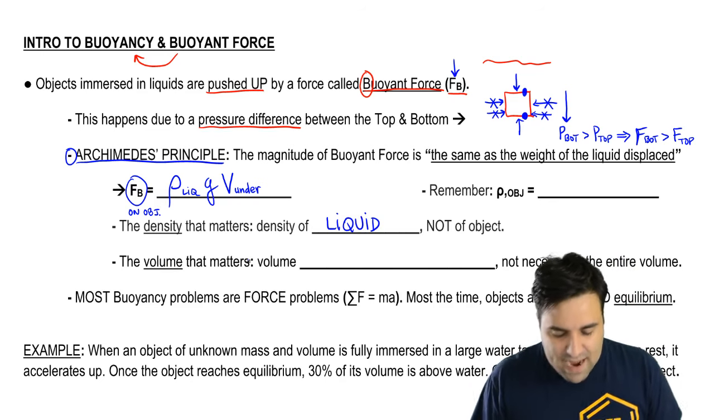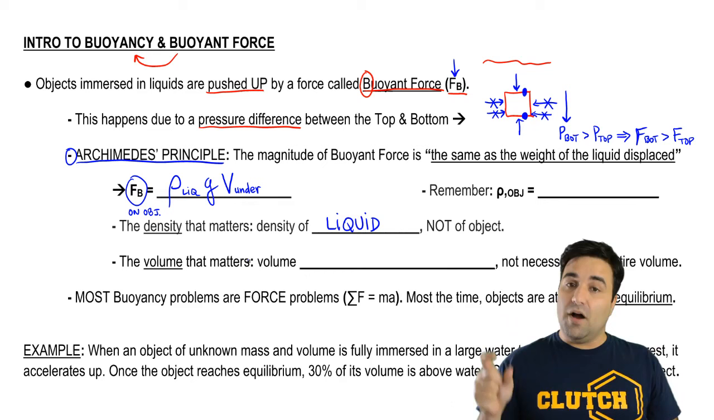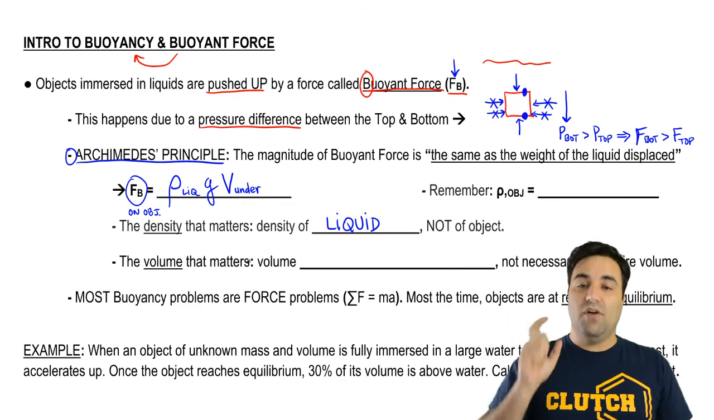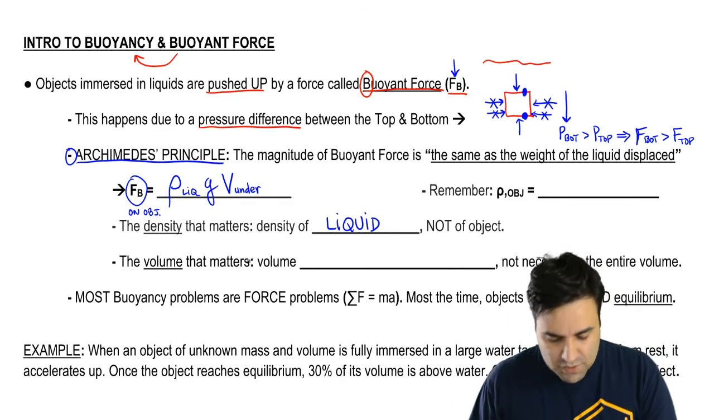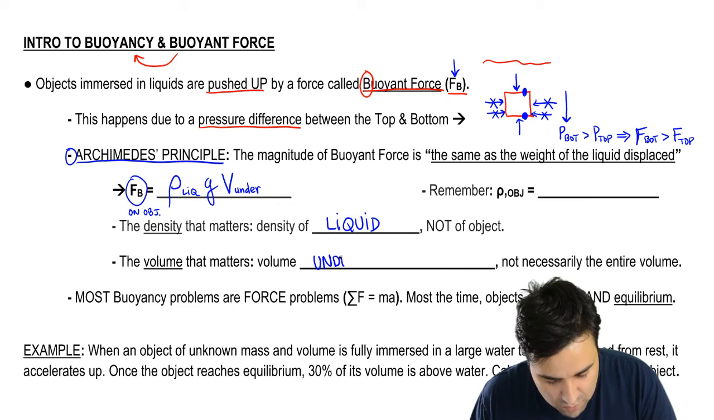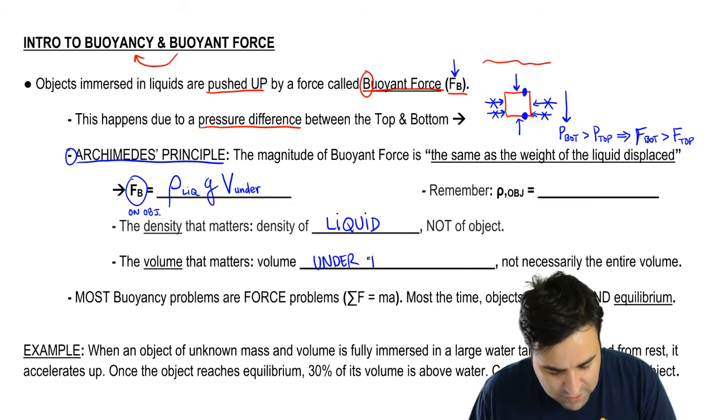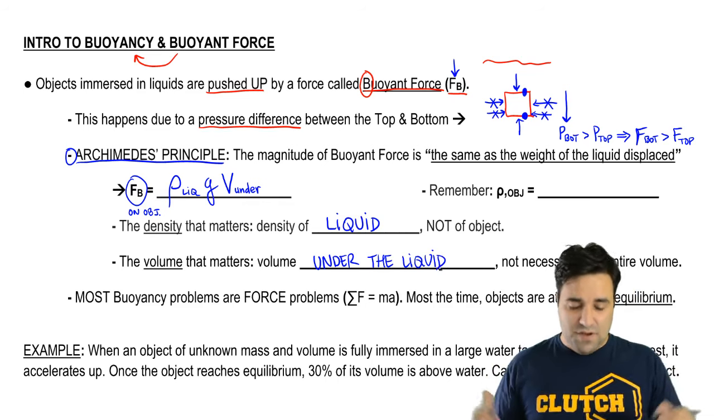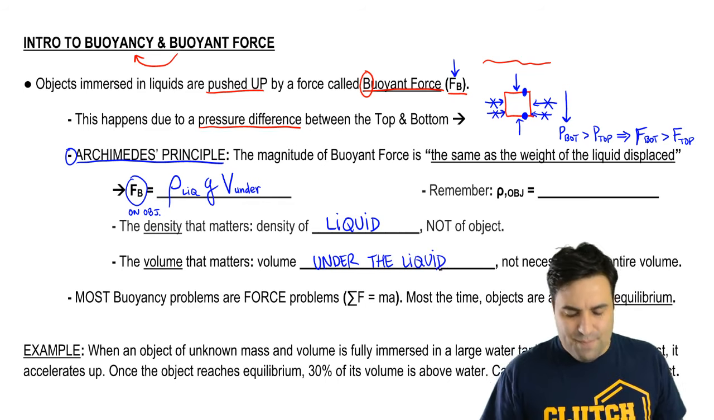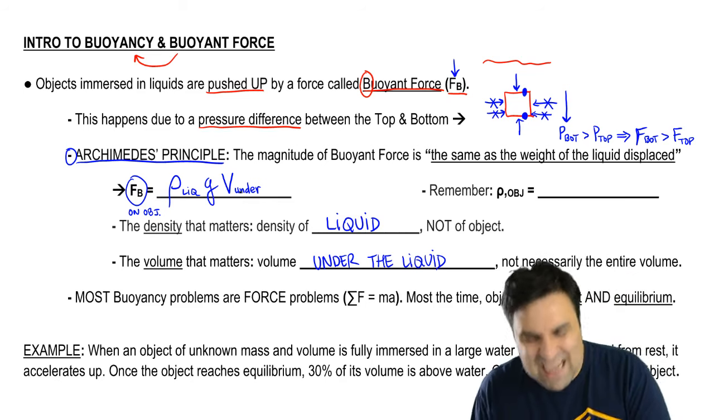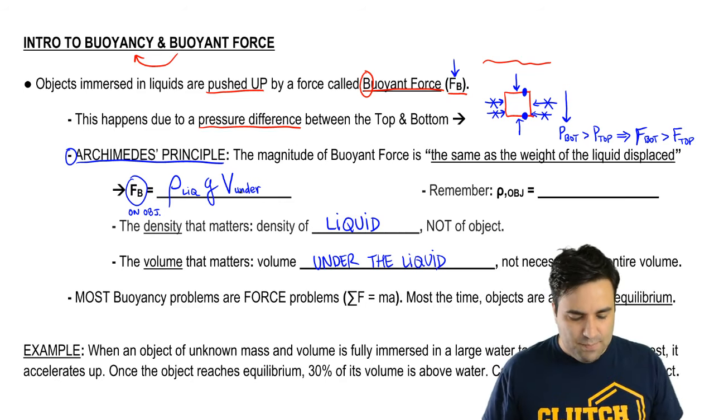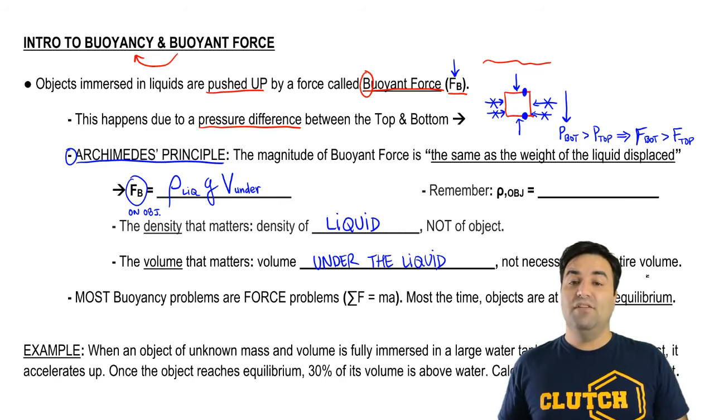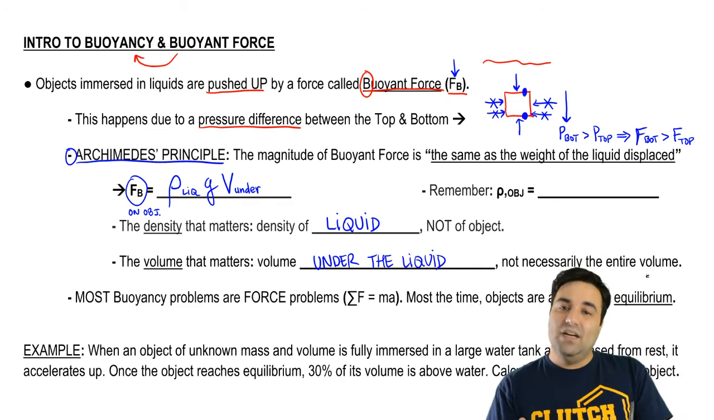And the volume that matters is the volume of the object, but only the amount of volume that is underwater. So it's the volume under water or under the liquid. Okay? Or the volume submerged, the volume of the object that is submerged or immersed in the liquid. I'm just going to call it under to keep these words simple. And it's not necessarily the entire volume, unless, of course, you are entirely under.